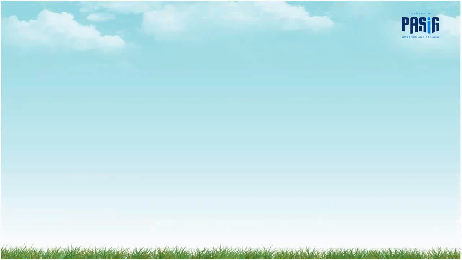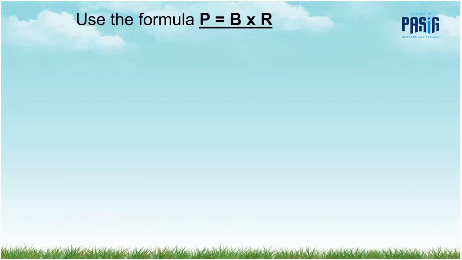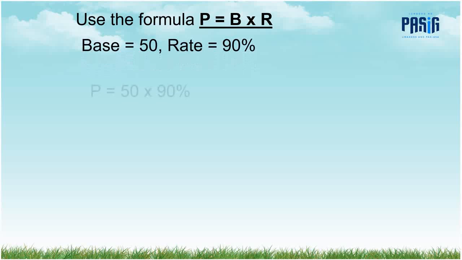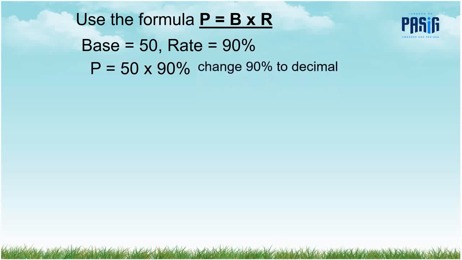Another way to solve the problem is by using the formula percentage is equal to base times rate. Base is 50, rate is 90%. Percentage is equal to 50 times 90%. Change 90% to decimal by moving the decimal point twice going to the left, and indicate the decimal point. 90% to decimal is 90 hundredths.